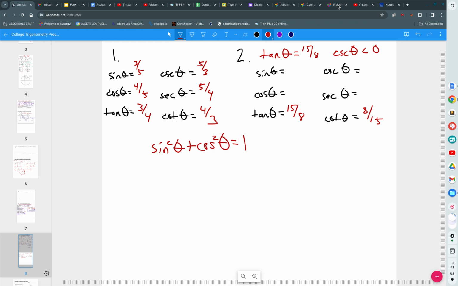Kind of a problem, right? Like we don't have sine or cosine. Oh. Wouldn't you have to use a different equation?